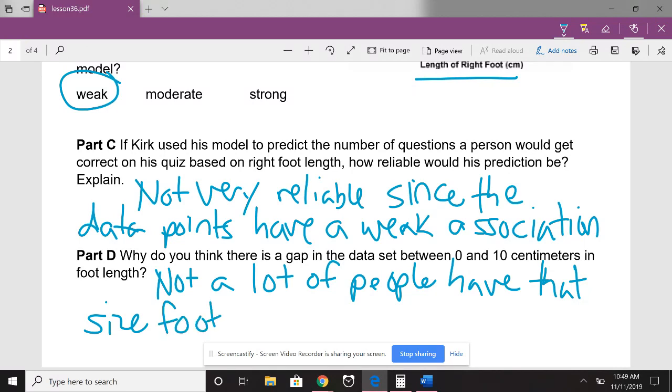So a lot of today's lesson is basically reading a graph and interpreting it and seeing the association, the strength level of the association based on the data points, and interpreting different parts of it, like slope, or what's going to happen when you plug in a data point. So that's what a lot of this unit coming up is pretty much, interpreting these data points.